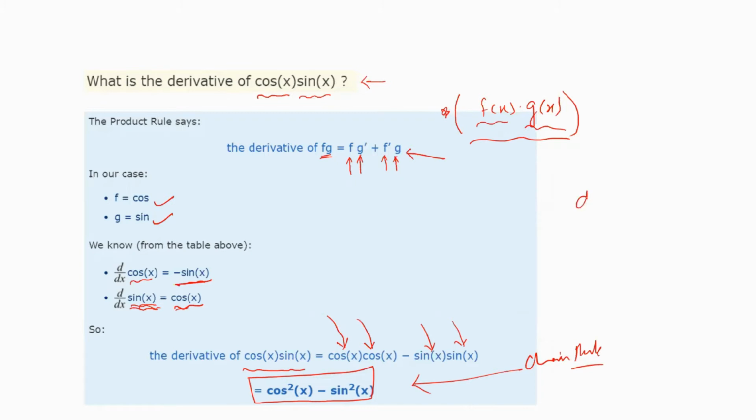Okay, so we can find dy by du times du by dx. If given two different functions, like in the case of x and u, then first we will find the differentiation of y in terms of u, and after that again we will differentiate u in terms of x.